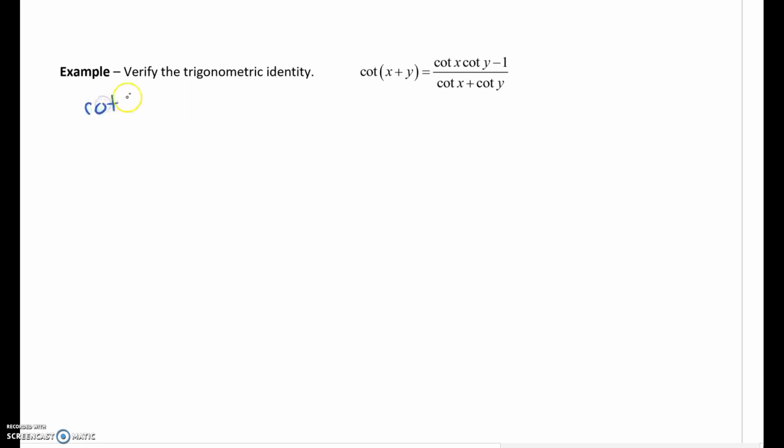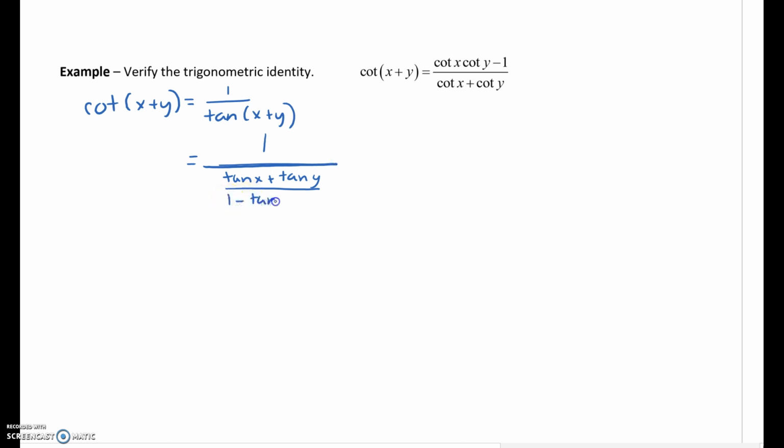Cotangent of x plus y is going to equal 1 over tangent of x plus y. Right? So cotangent is 1 over tangent, so we can use the tangent plus formula. So I have 1 over tangent x plus tangent y over, this is our big divided by, right? It's 1 over that, over 1 minus tangent x tangent y.